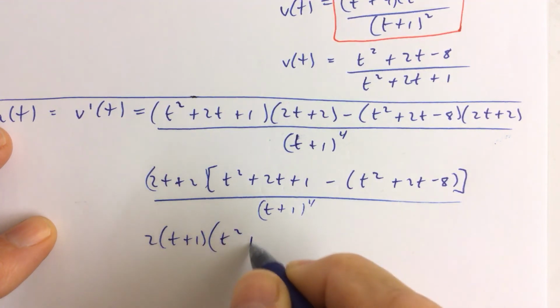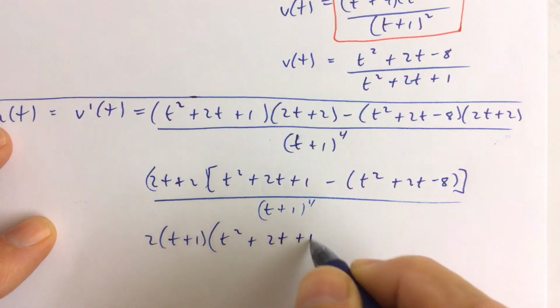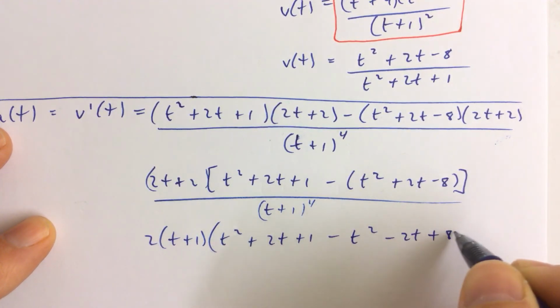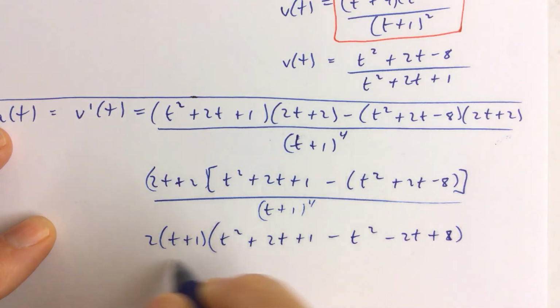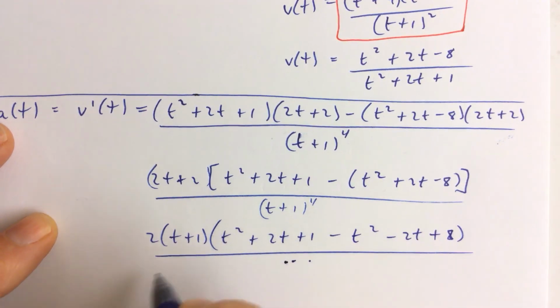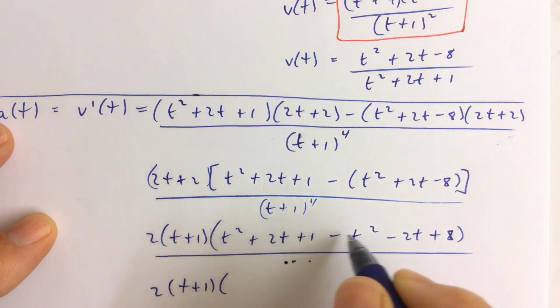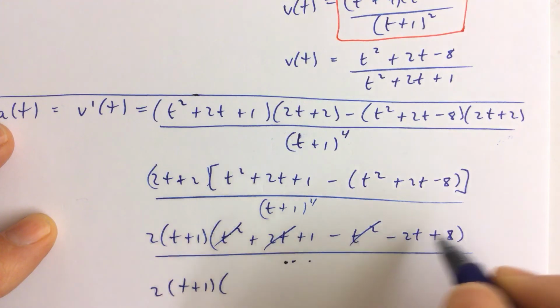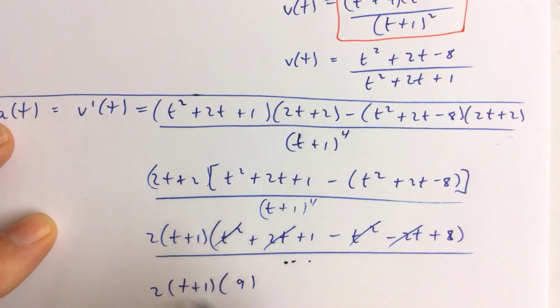Let's go ahead and multiply everything out. I'm going to distribute the minus sign so everybody's clear. And then that's all over the denominator. And I have 2 times t plus 1. And then t squared minus t squared, those go away. 2t minus 2t, those go away. And then I have a 1 plus 8, that's a 9. And then over t plus 1 to the fourth.